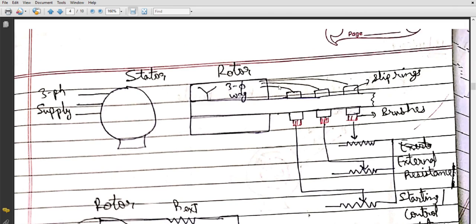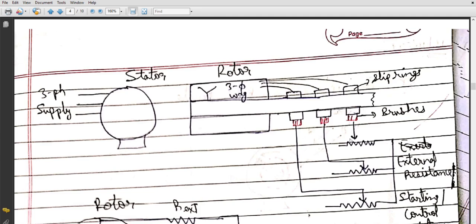Now, why do we need this slip ring brush arrangement for adding this external resistance? You must have studied this while studying your DC machine, in Electrical Machines Part 1, that you need this slip ring arrangement. Why? Because these three rotor terminals which are coming out are rotating. Why? Because this rotor is rotating, so these three terminals will also be rotating.